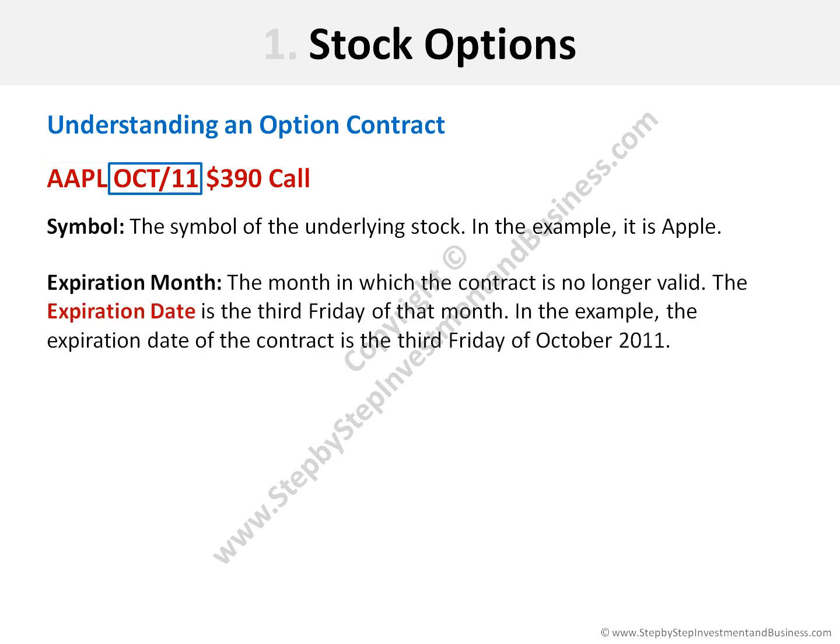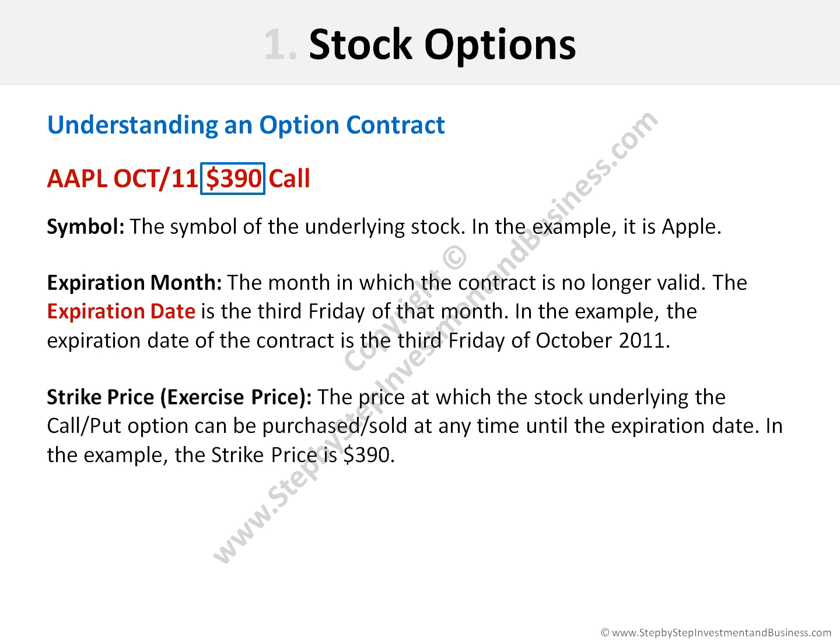Then, it is indicated what is known as the expiration month. It is the month in which the contract is no longer valid. The expiration date is the third Friday of that month. In the example, the expiration date of the contract is the third Friday of October 2011. Notice that the contract refers to October 2011. This is the month in which the contract expires. The specific day of that month in which the contract expires, by convention, is the third Friday of this month.